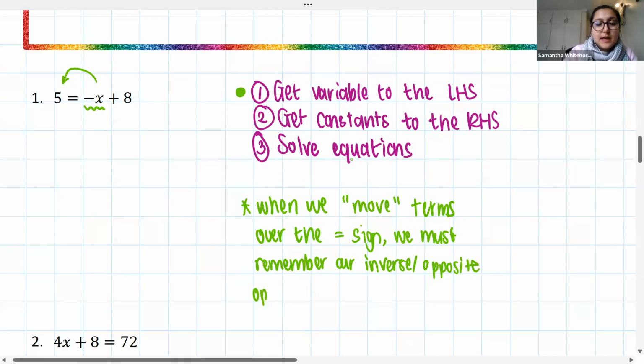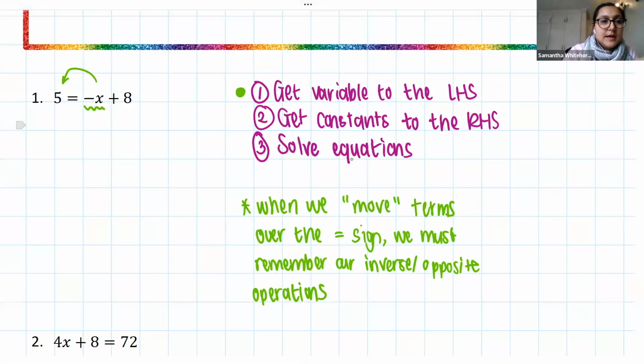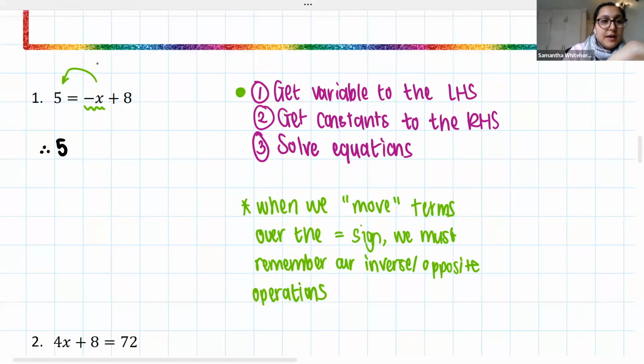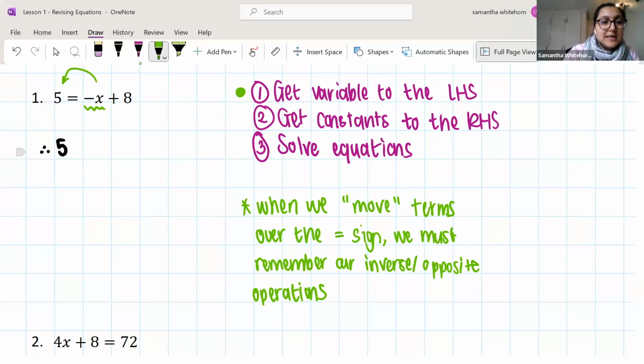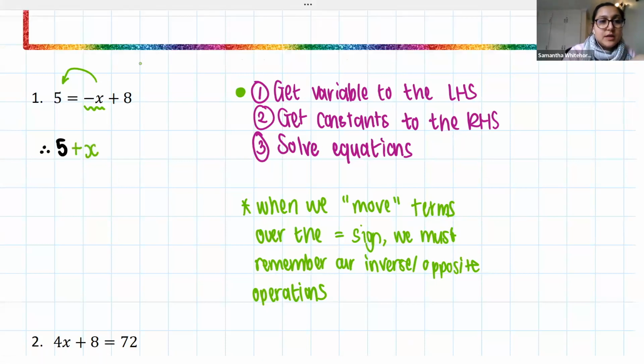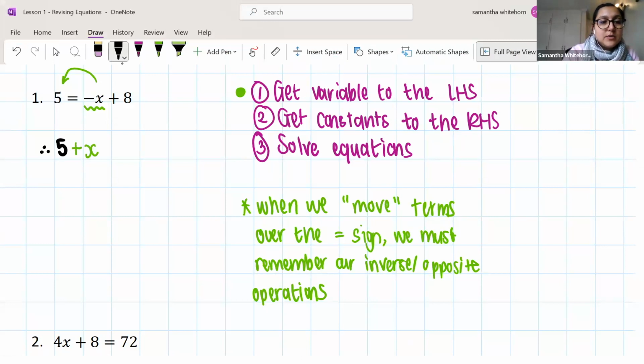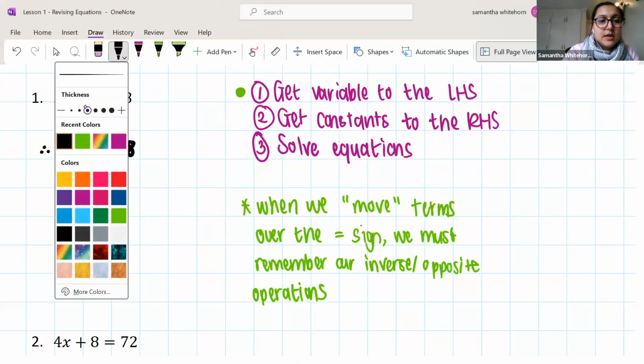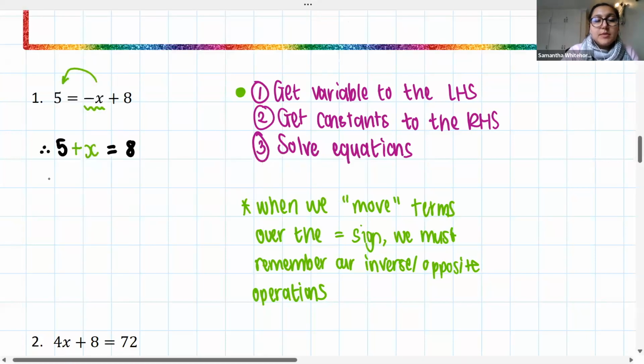So this x term was originally negative, but now when I take it over to the left-hand side, it's going to become positive x. So when I do that, I'm going to have my 5, but now I've got plus x because I've moved it over the equal sign, is equal to, and now all I have on the right-hand side is a positive 8. All right, so that's me doing my first step.